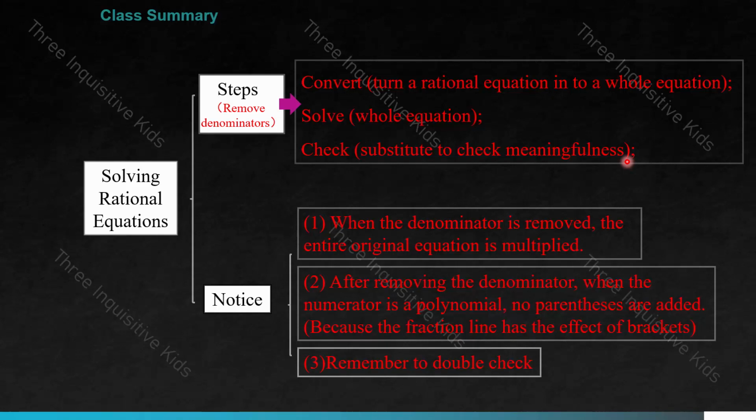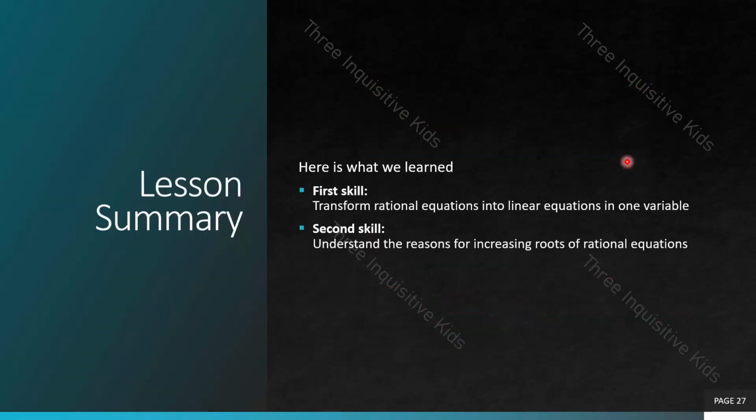Double checking may not seem like such an important step, but it is a very important step. Lesson summary. Today we transformed rational equations into linear equations in one variable. We understood the reasons for extraneous roots of the rational equations.